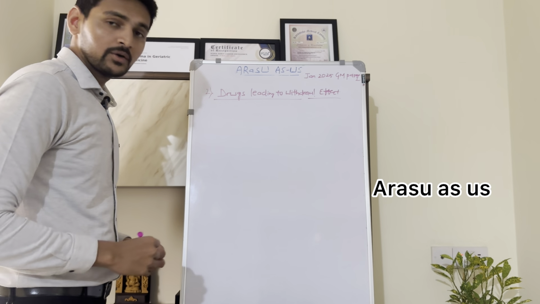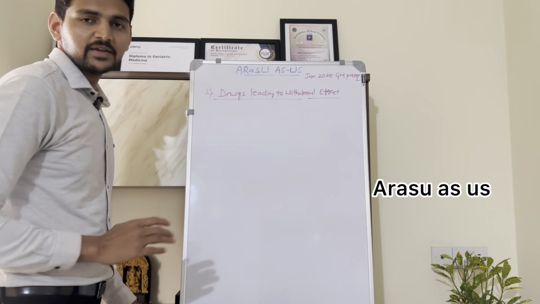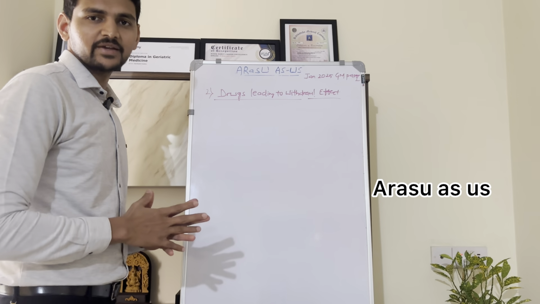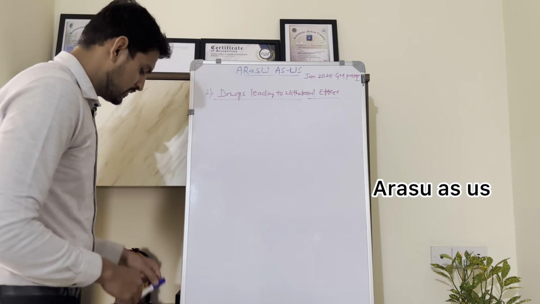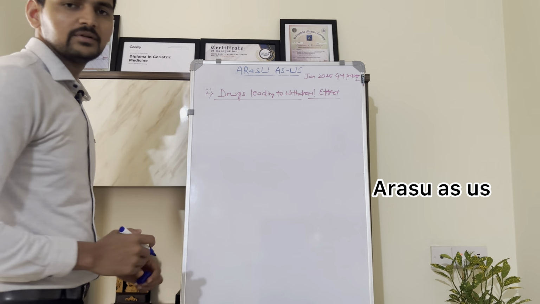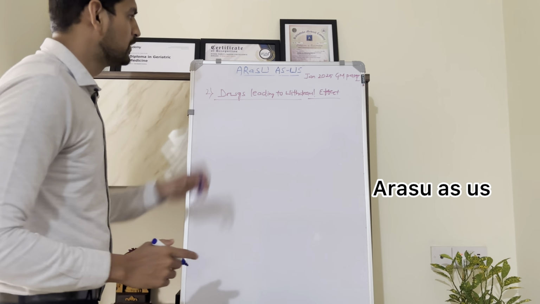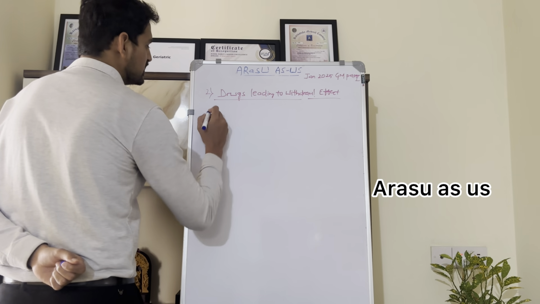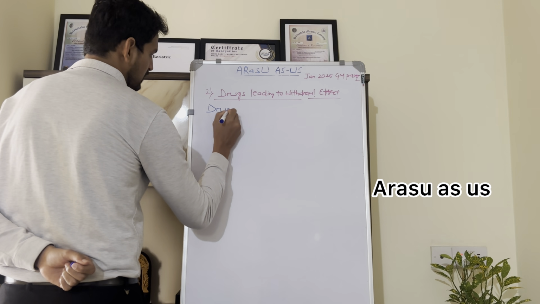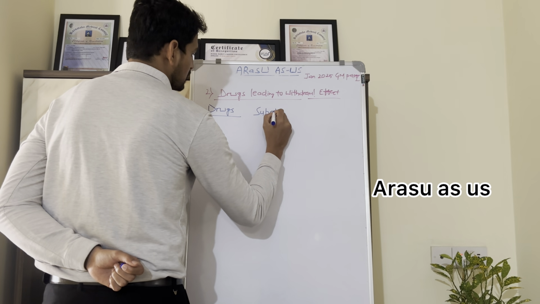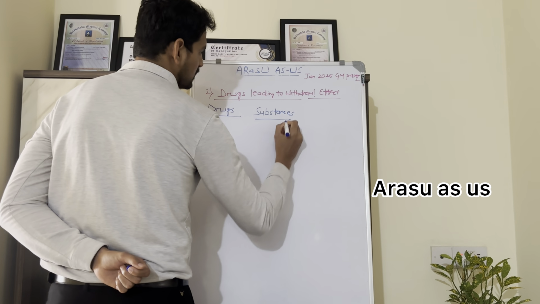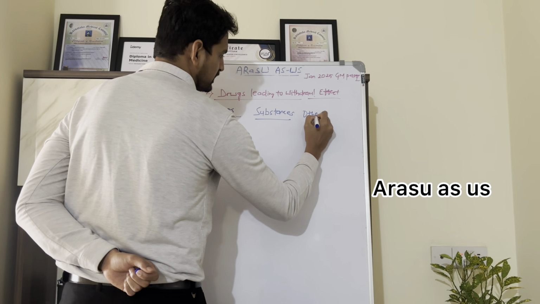In such cases, we have to give the answer precisely so that we do not waste excess time on one or two drugs only. So we will first list out the substances or drugs which lead to withdrawal effects. We can divide these into drugs, substances, and other substances.